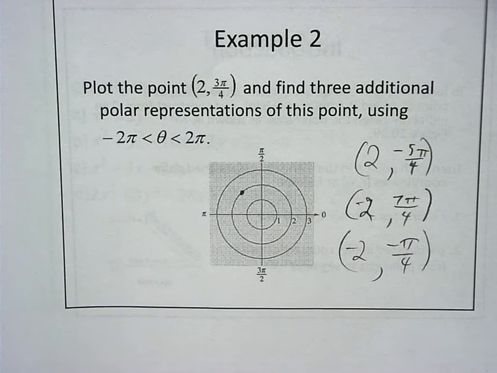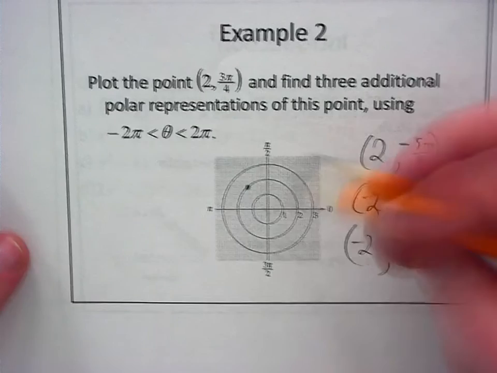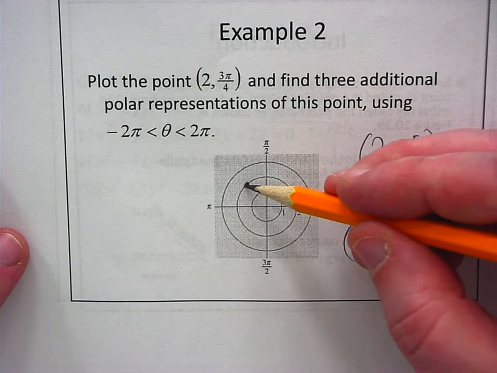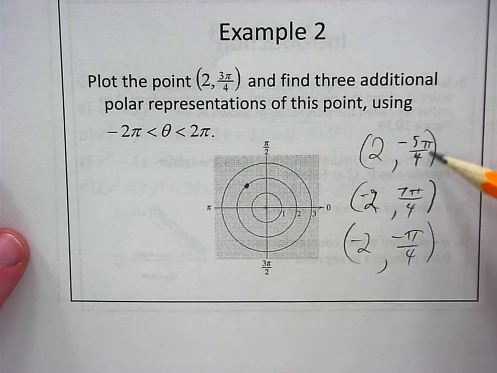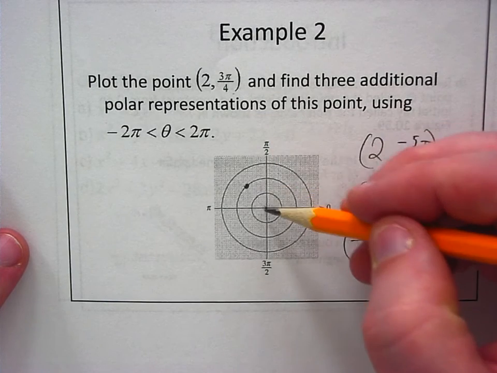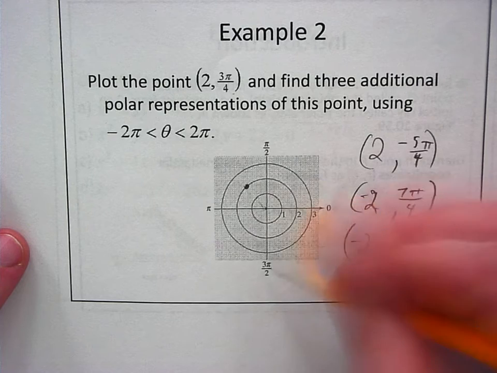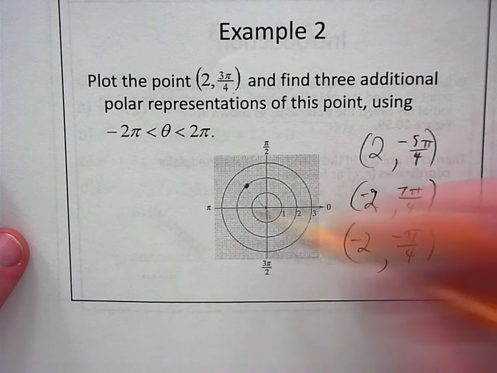Does that make sense? Alright, so if I describe this by its current position, it's either 2 out along this 3 pi over 4 vector, or that's the same as negative 5 pi over 4. You good there? Okay.